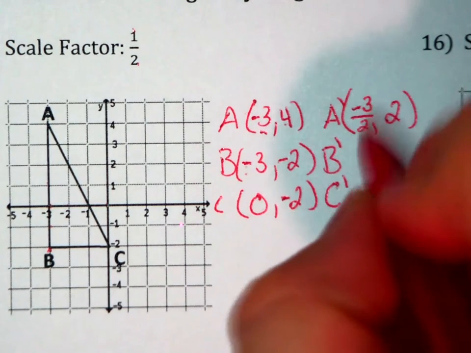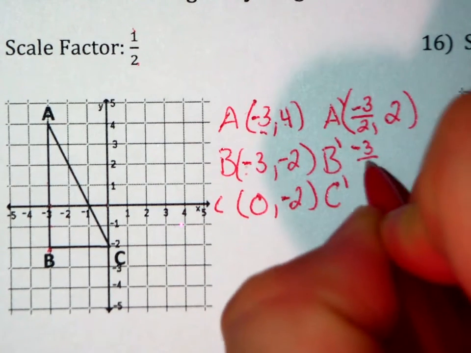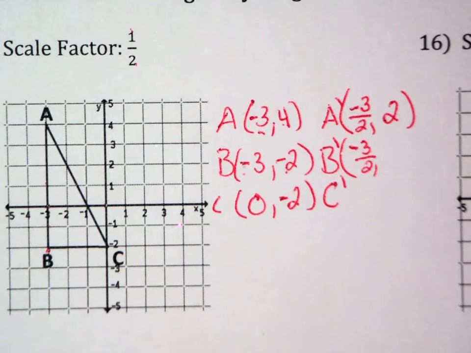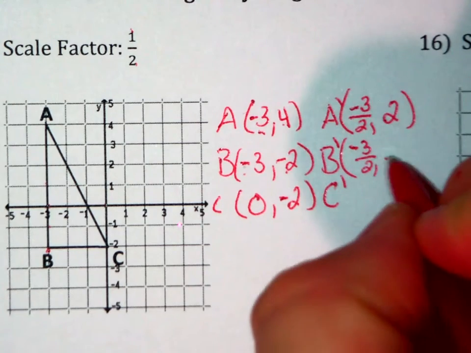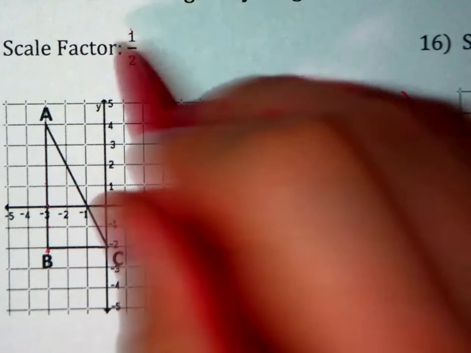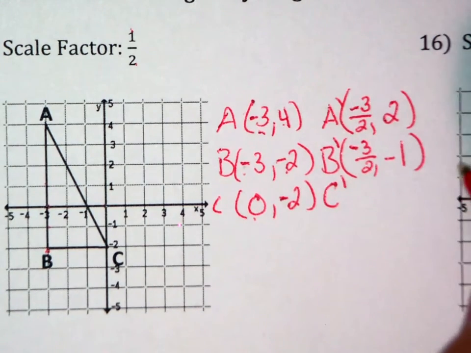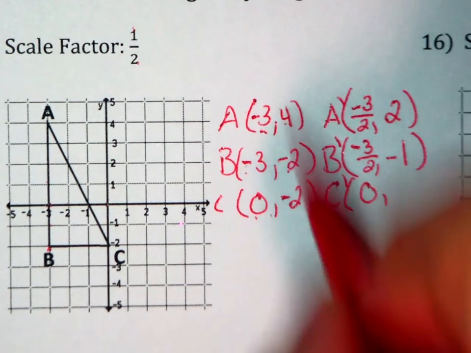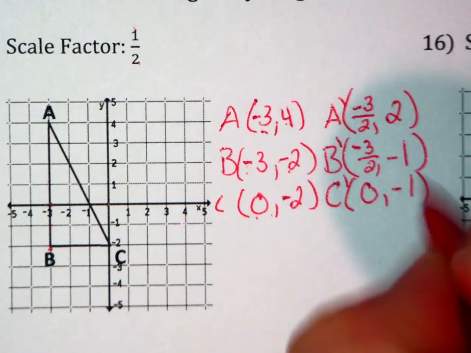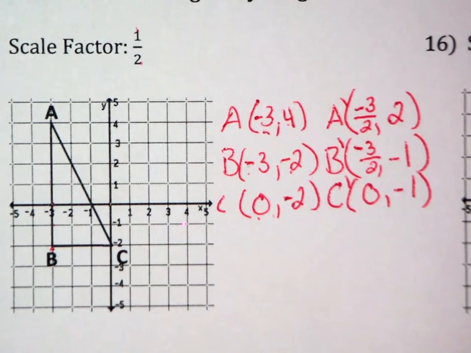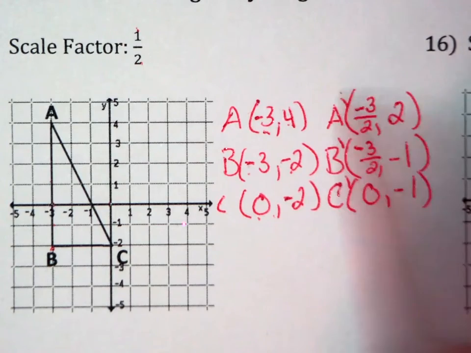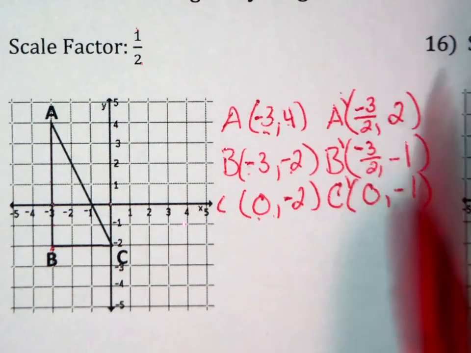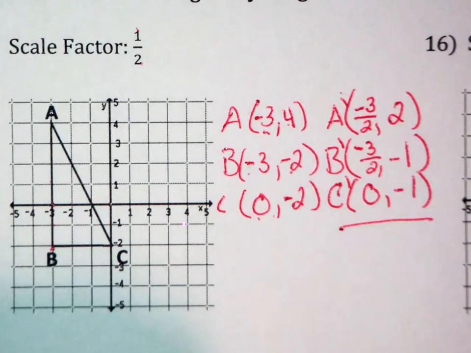Again, negative 3 times 1/2 will be negative 3/2. Negative 2 times 1/2 would give me negative 2 over 2, which would be negative 1. 0 times anything is 0, so that should be a really easy one. And then negative 2 we already figured was negative 1. Now that I have a new set of ordered pairs with primes next to each of them, I know my dilated figure would be represented by the prime values.